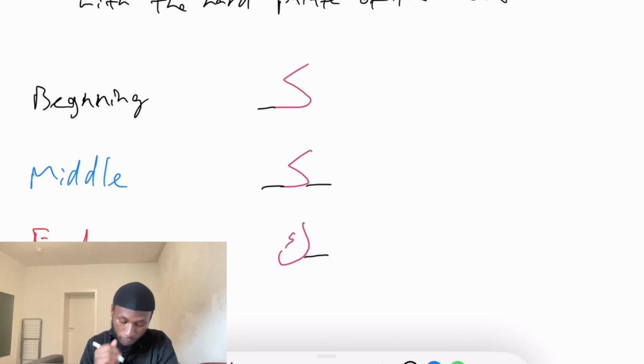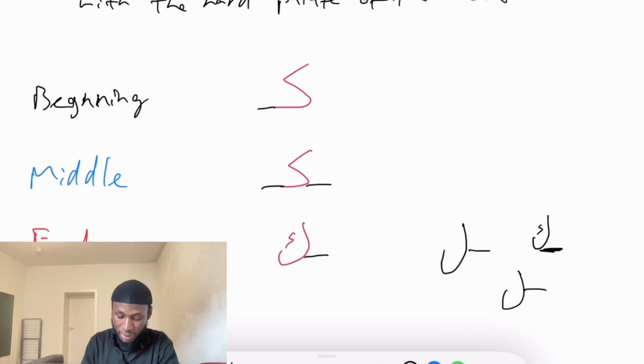Now, be careful. Don't confuse it with lam. Lam is this, and you see the lam is going down. But kaf is staying right on the line. Lam is also going under the line, the ending of lam is going under the line. But for kaf we have it right on the line. That is the difference.